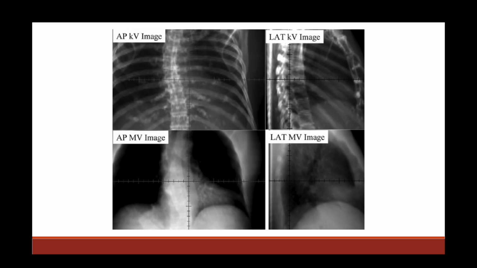So KVs and MVs, think of these as just x-rays. And the reason that these MVs are different from the MV port films that we previously talked about is because there's a separate appendage on the linear accelerator that actually acquires these images. It's not acquired from the same head of the treatment machine that's going to be delivering the therapeutic radiation.